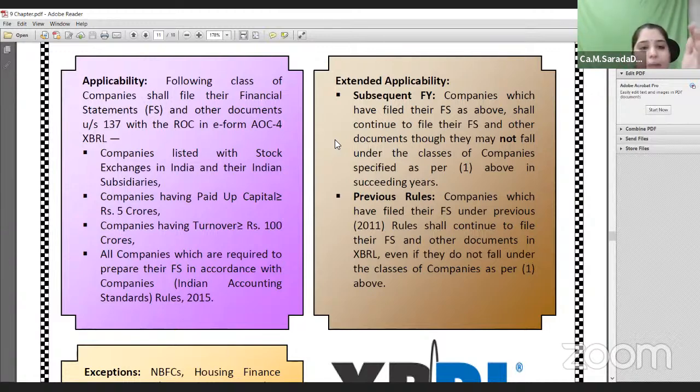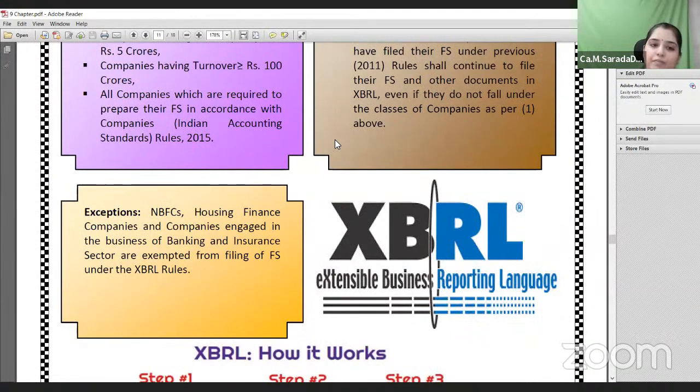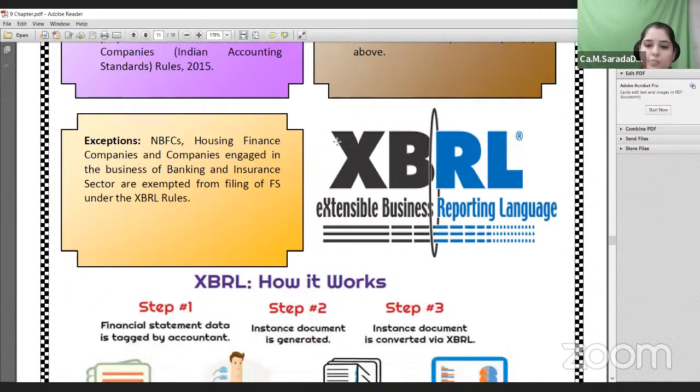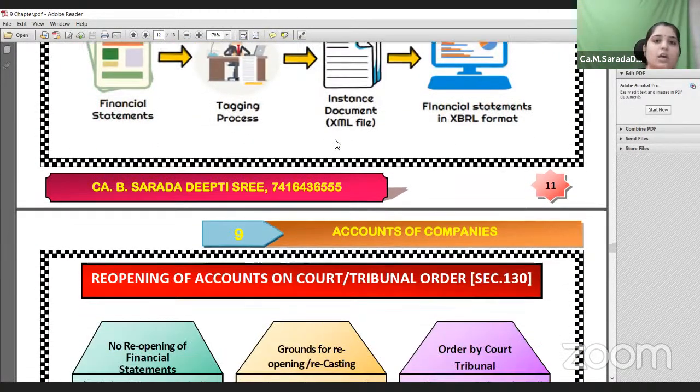So that's why it is mandatory for the below said companies, like companies listed with stock exchanges having paid up share capital of more than or equal to 5 crores, or companies having turnover of more than or equal to 100 crores, to file the financial statements in this specific format. Okay? However, NBFCs, housing finance companies, and companies engaged in the business of banking and insurance are exempted, it is not compulsory for them. Okay, so these are the things on how this XBRL format is necessary for the companies to file their documents to the ROCs.